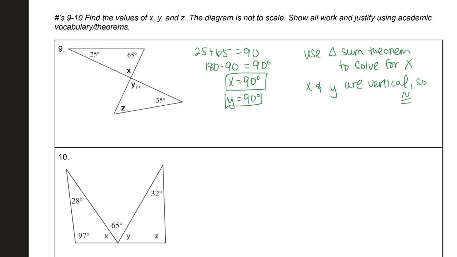All right, so if I know that y is 90 degrees, again, I can use triangle sum theorem. So I can do 90 plus 35, which is 125, and then subtract that from 180. So that means z is equal to 55 degrees. And so I use triangle sum theorem again.